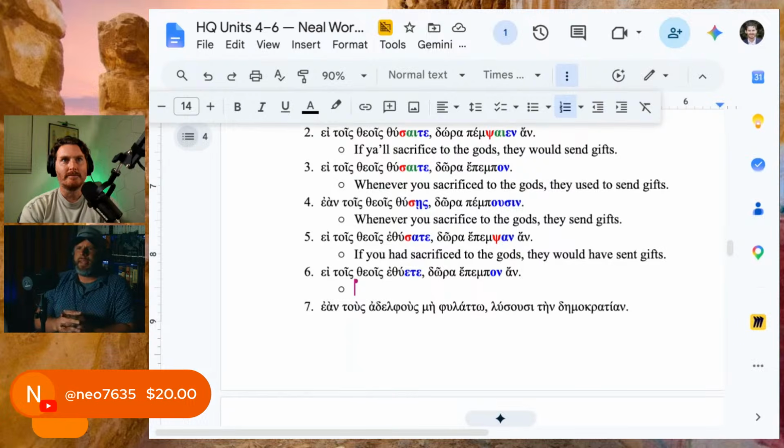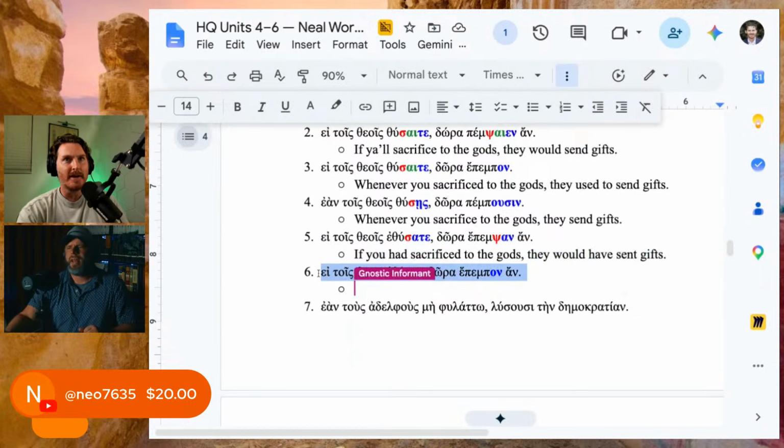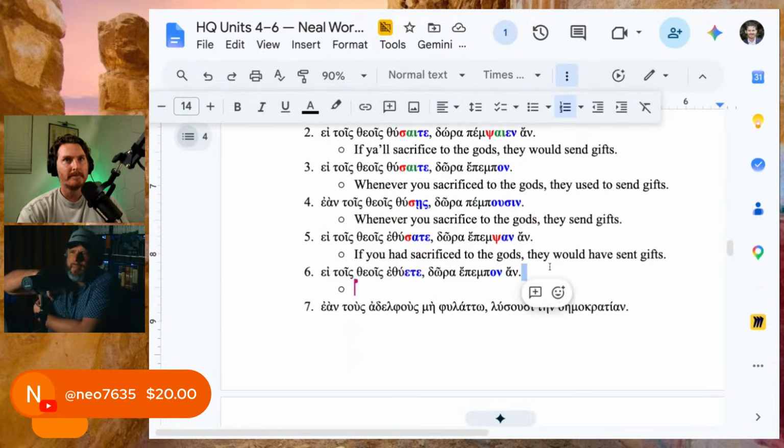So that means past contrary to fact, right? Is that what it's called? I'm sorry, present counterfactual. We just did past counterfactual that had two aorists, and now we're doing present counterfactual that has two imperfects. That's what I meant. Did I even read this one yet? I didn't even read this one yet.